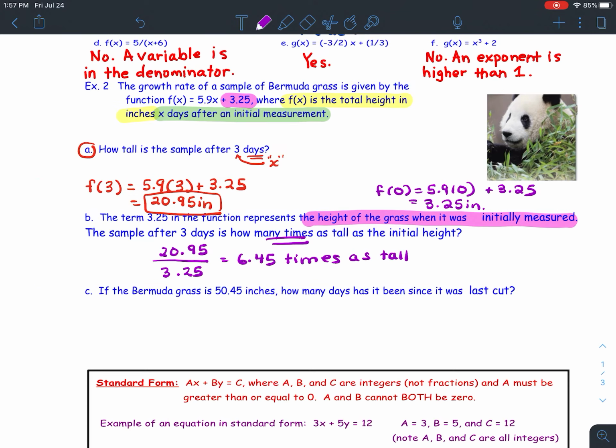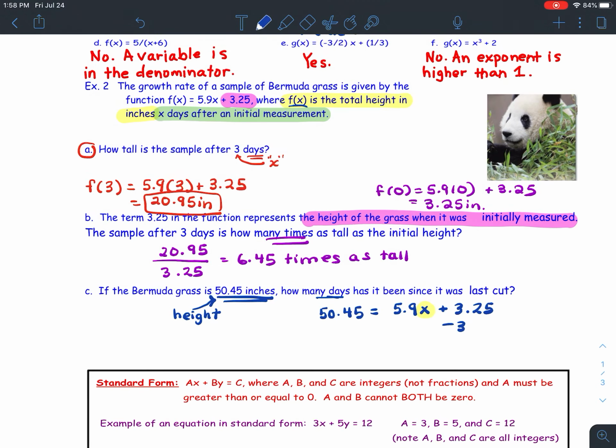Okay, and then finally in part C, it says if the Bermuda grass is 50.45 inches, okay, now I'm looking at this number and I'm seeing, okay, this number is not days, this number is talking about height, which is the y variable. The question is, how many days has it been since it was last cut? And so here, we're going to go back to the equation in the original problem, plug 50.45 all the way on the left side for the y variable, the height, and then we're just going to use our algebra skills to solve this equation for x, the number of days.